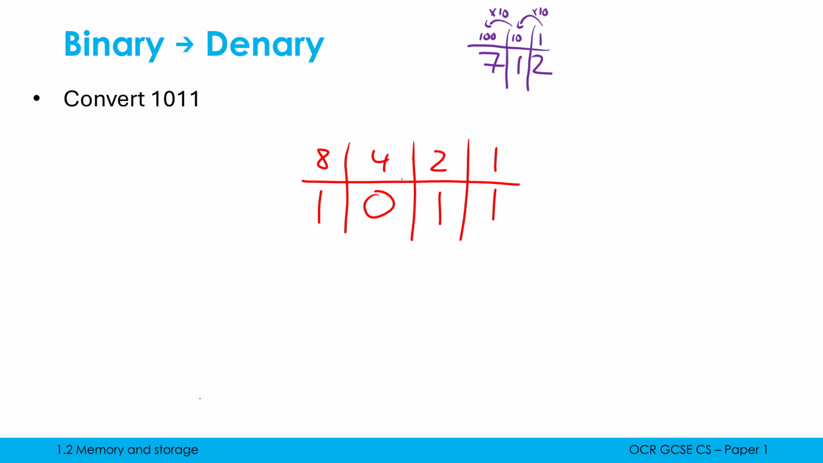Once I've got a table structure like this, to convert to denary, all I need to do is add up my place value when I've got a 1 written underneath. This is really saying I've got 1 lot of 8, 0 lots of 4, 1 lot of 2, and 1 lot of 1. So this number, 1011, is 11 in denary, and that is my answer.